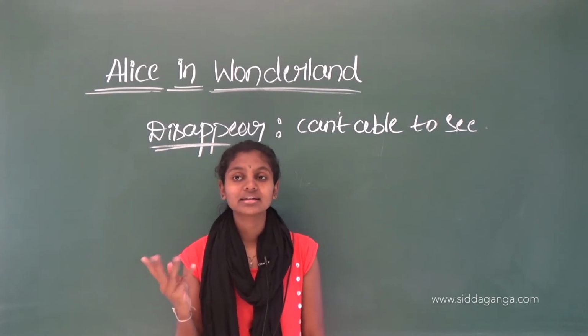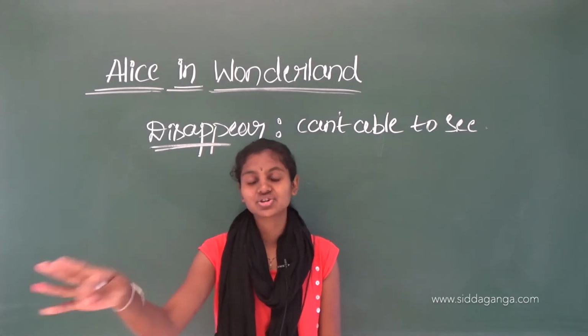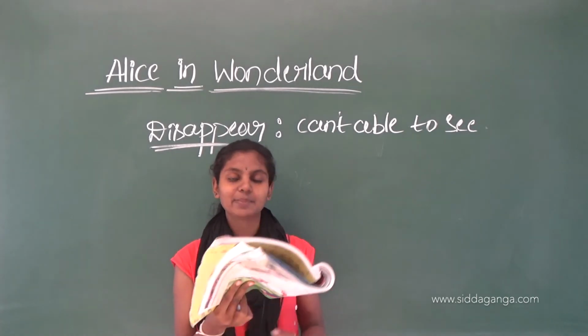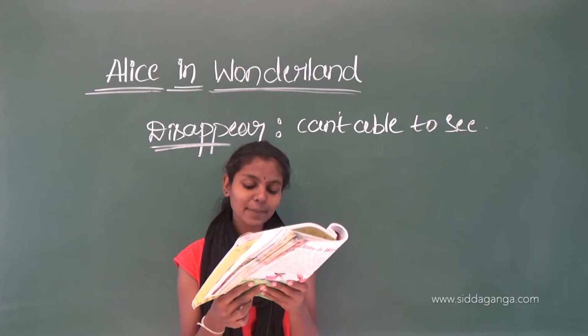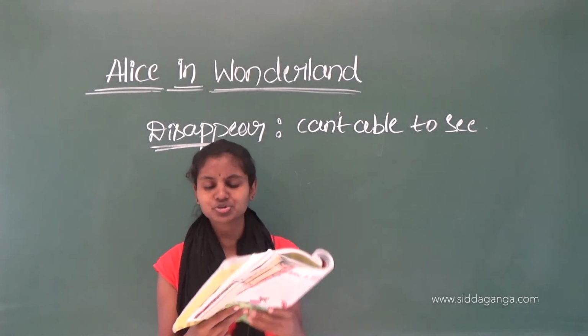By hearing this, Alice also wants to go behind that rabbit. So what will happen? Let's see. Alice stood up and saw a small door about 15 inches high. It was too small for her to go through.